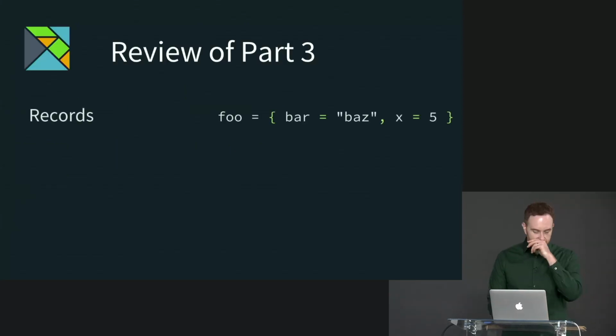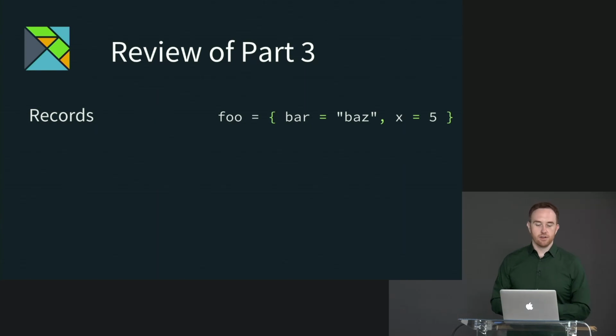Let's do a quick review of part 3. So first we learned about records. So here's an example of a record. It's got some syntactic differences with JavaScript objects, but also quite a bit of semantic differences. It's not just the equal sign, but it's also that they're immutable, that they don't have prototypes, they don't have this. They're just plain immutable data.